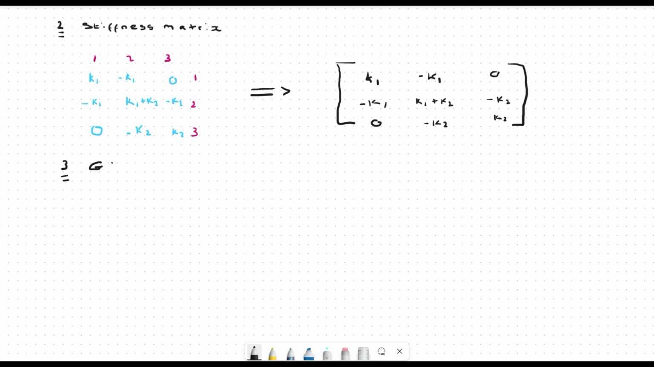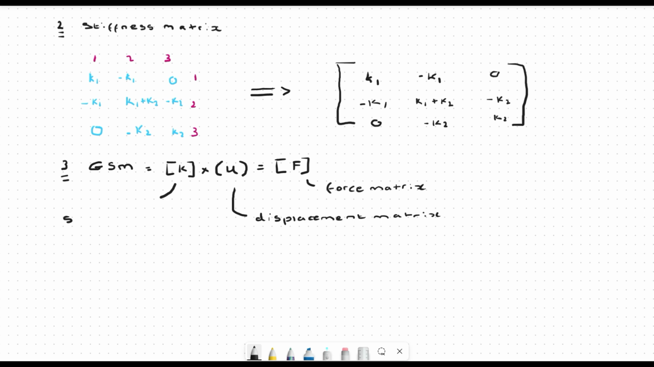The next step is to now formulate the global stiffness matrix. This takes the form of the stiffness matrix, which we have just previously discussed, multiplied by the displacement matrix of the nodes, which will equal the force matrix.